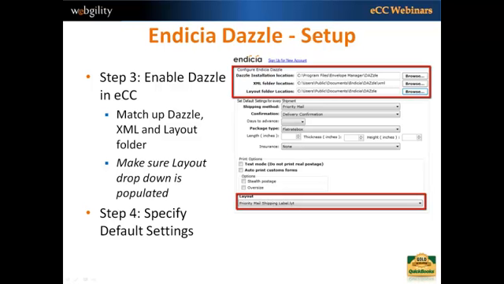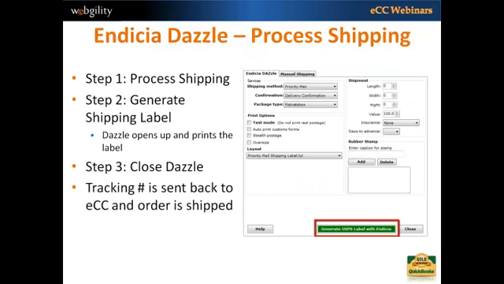Once you've got that set up, we're now ready to generate the shipping label. So let's take a look at what that looks like. The first step, like always, is to click on the Process Shipping button in your New Orders tab. Once you have processed the shipping label, it will bring up the screen here, and you'll see the tab now displays Endicia Dazzle. My predefined settings are filled out. I can make any changes I wish to make and click on Generate USPS Label with Endicia.